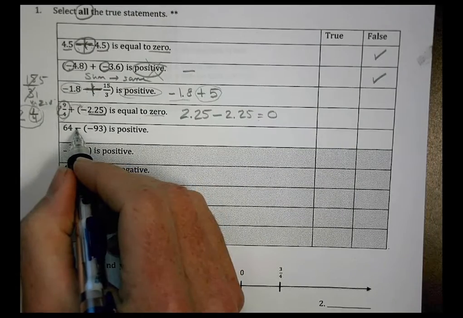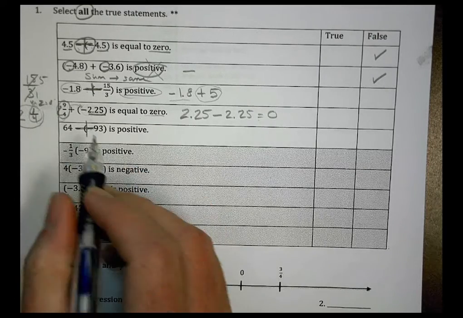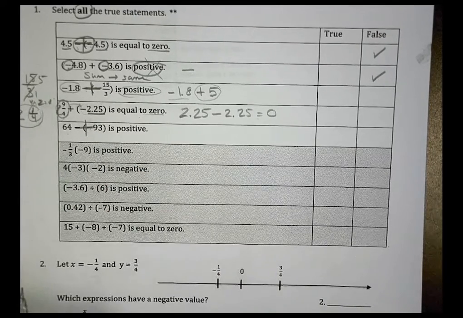Okay, here's the next one. We have 64, and we're going to subtract the negative, which means we're going to add. So a positive plus a positive is a positive.